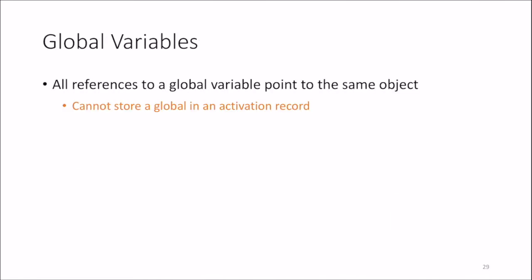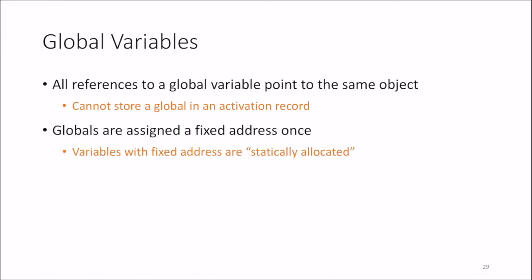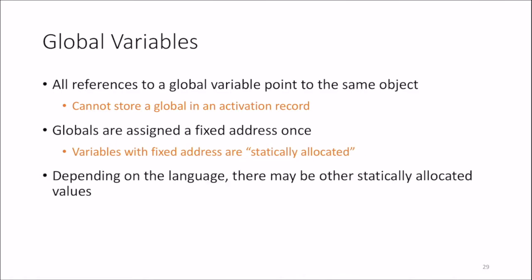We also have global variables, so these are not associated with any function. So all the references to the global variable have to point to some place in memory where the global variable exists. It cannot be part of an activation record. So globals are assigned a fixed address once for the whole program. And so these are called statically allocated memory locations. And depending on the language, there might be other statically allocated values. More or less things may be statically allocated.